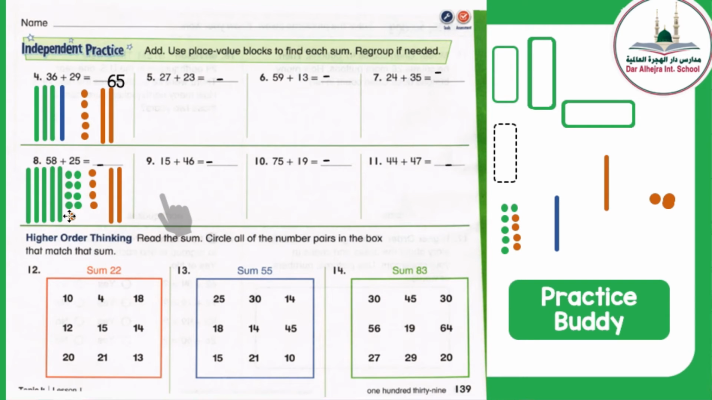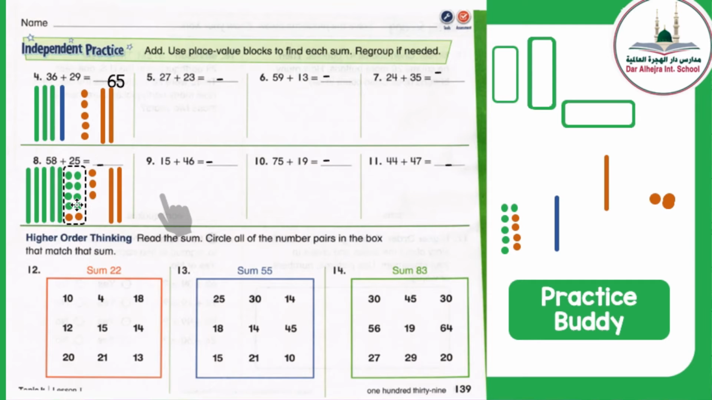Let's grab these 2 ones from here. Now I have got a complete 10. Here you can see it's a set of 10 now. Now I can regroup it into a 10. Let me show you how we do that.